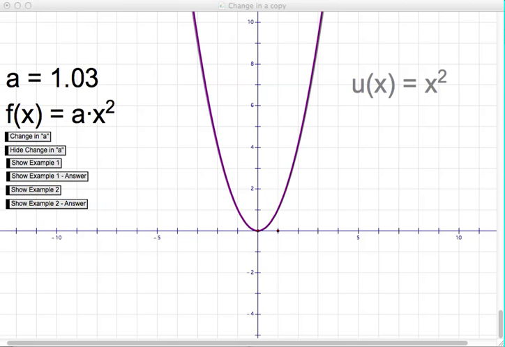The graph of f of x equals ax squared is wider than the graph of f of x equals x squared if a is less than 1. So if this number in front of x squared is less than 1, that means 1/2, 1/3, 0.25, anything like that that's less than 1, it's going to be wider than the graph of x squared.